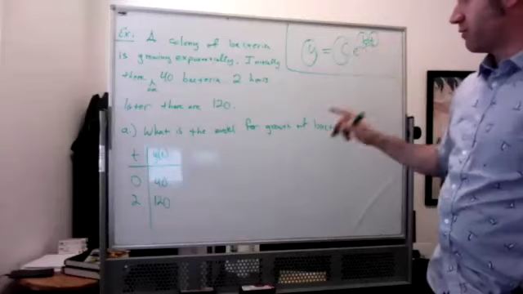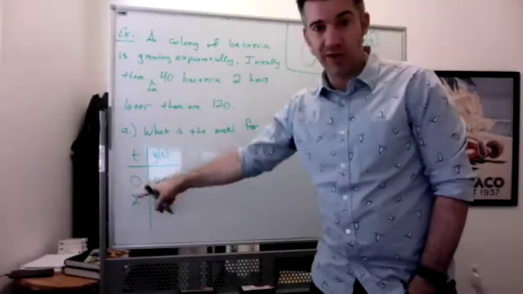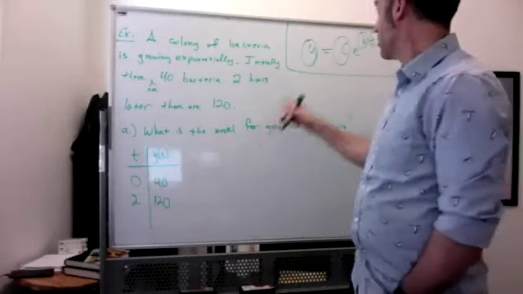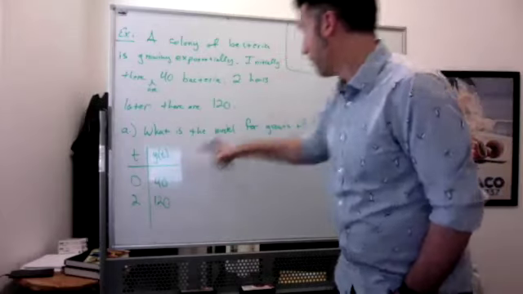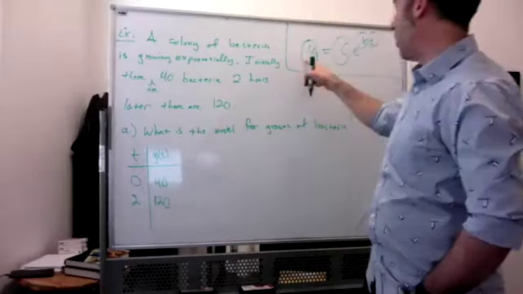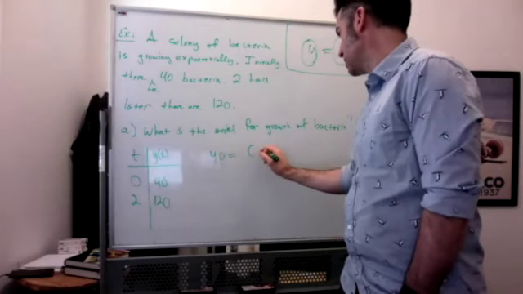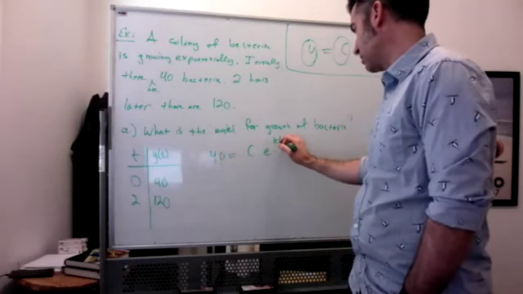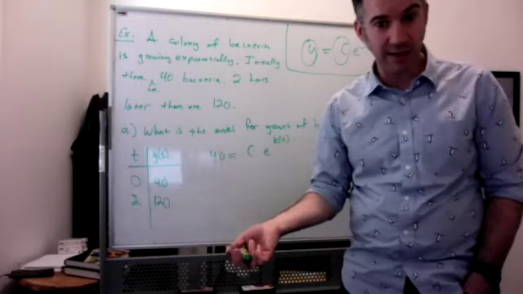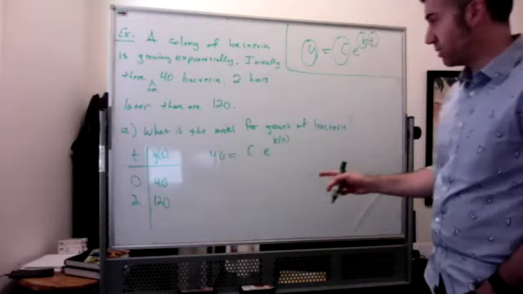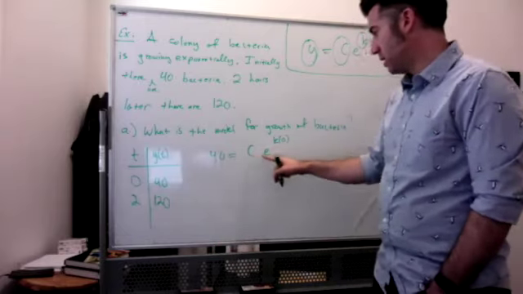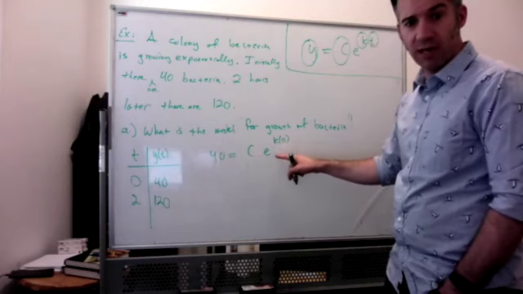So I'm going to insert first, usually if you've got when t equals 0, that's what you want to start with. So I'm going to plug in 0 for t and 40 for y. So 40 equals c times e to the k times 0. I don't know what k is yet, but I'm about to solve for c because, well, k times 0 is 0. And what's e to the 0?